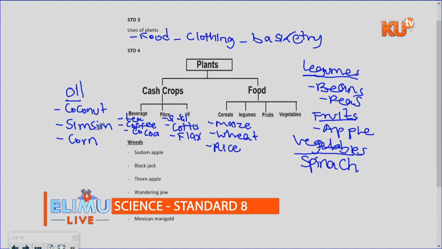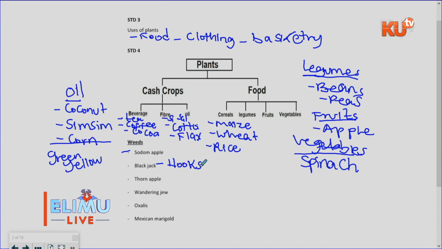There are several questions that you can be asked on weeds. If we start with the sodom apple, it usually has green fruits when raw and yellow when ripe. So when you're asked which weed has fruits that are green when raw and yellow when ripe, remember to talk about a sodom apple. We look at a blackjack. Blackjack has hooks that enable it to stick on the body of an animal. While the animal is moving, it can carry the blackjack from one point to another, and that is also called seed dispersal.